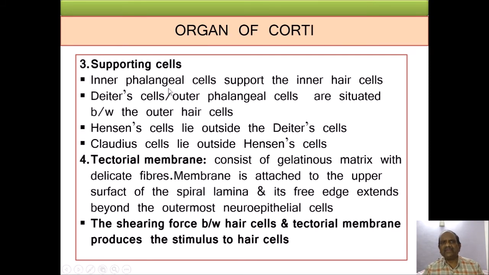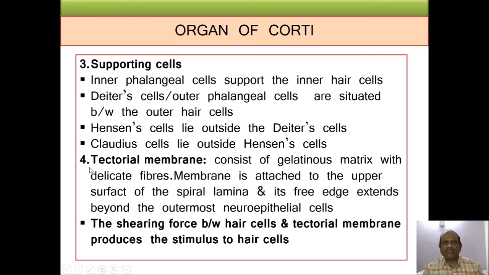Now there are the supporting cells, as I have mentioned. Inner phalangeal cells support the inner hair cells. Outer phalangeal cells, the Deiters cells, are situated between the outer hair cells. Hensen cells lie outside the Deiters cells. Claudius cells lie outside the Hensen cells. Once again, the supporting cells are the Deiters cells, Hensen cells and Claudius cells.